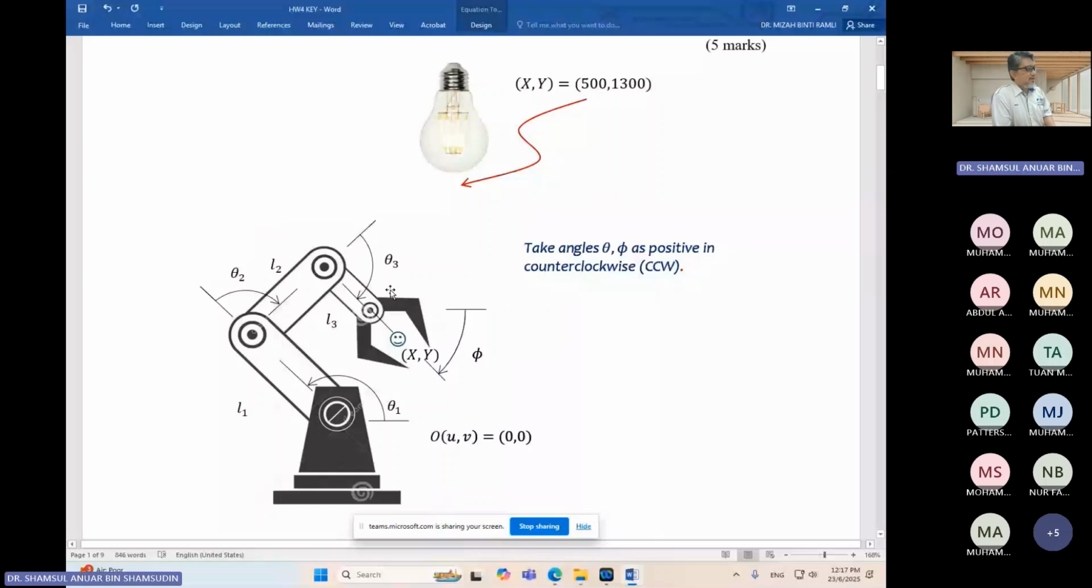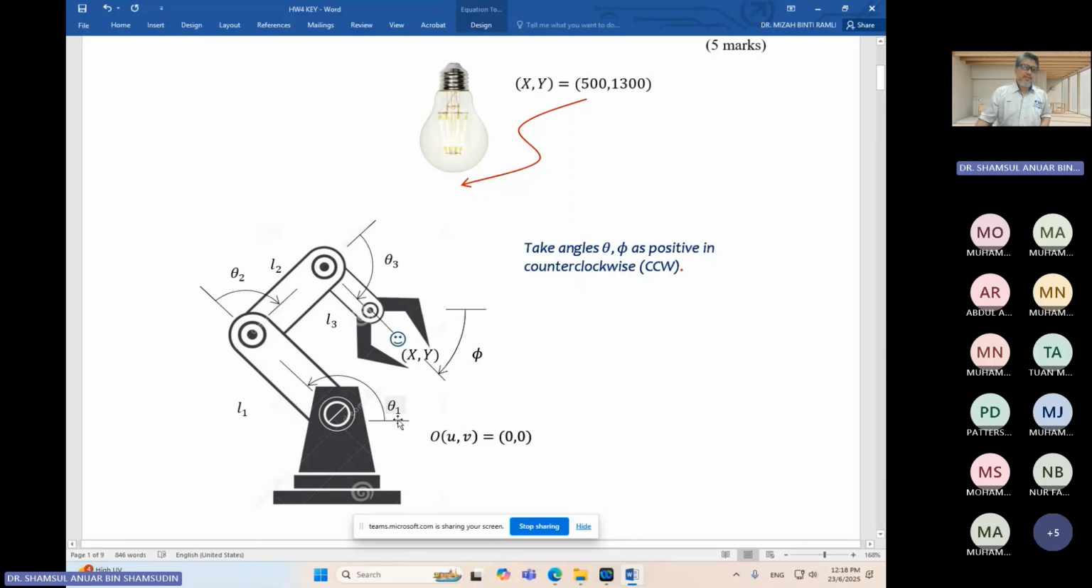Kenapa kita guna relative angle untuk robot? Sebab robot tu mungkin dia bergerak ke apa ke, mungkin di atas some kind of vehicle. So that vehicle is going to have some relative angle, and it's not going to be perfectly horizontal anymore with respect to the ground. So in that case, it's harder for us to measure something with respect to the ground.